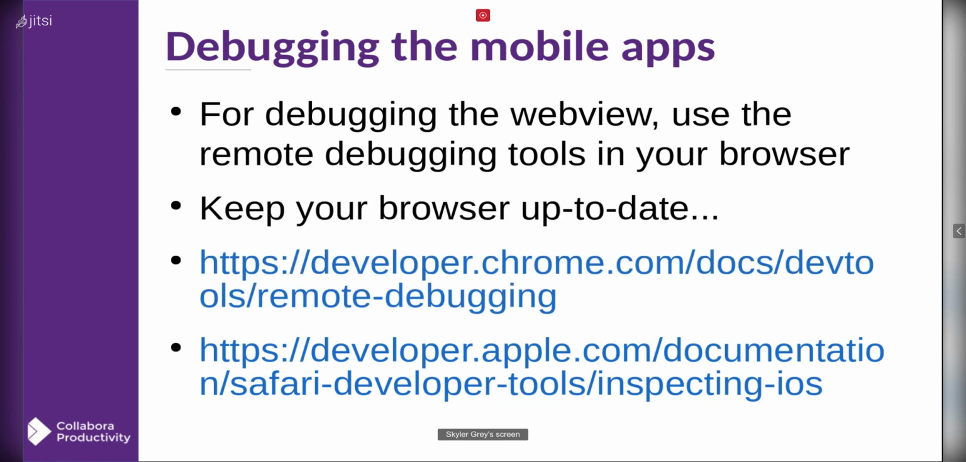Safari has remote debugging tools for iOS. Chrome has them for Android. Keep your browser up to date, and more specifically, on the same version as your phone. It's very easy for those to get out of sync, and then quite often there will be issues with connecting to the device, or you won't be able to see your web view in your debugger, and you'll be like, oh no, what's going on? Well, it's that you didn't keep your browser up to date.